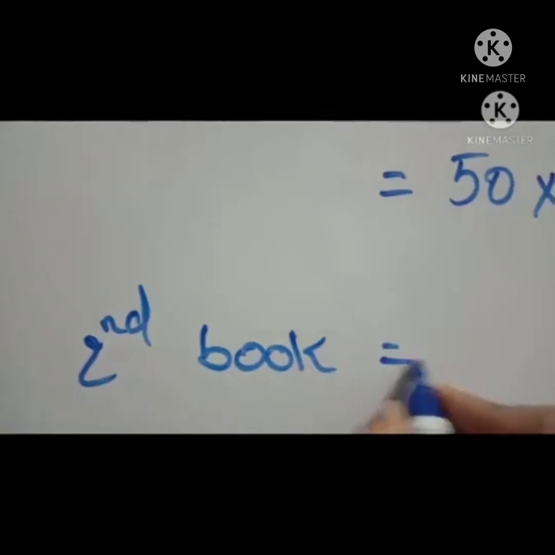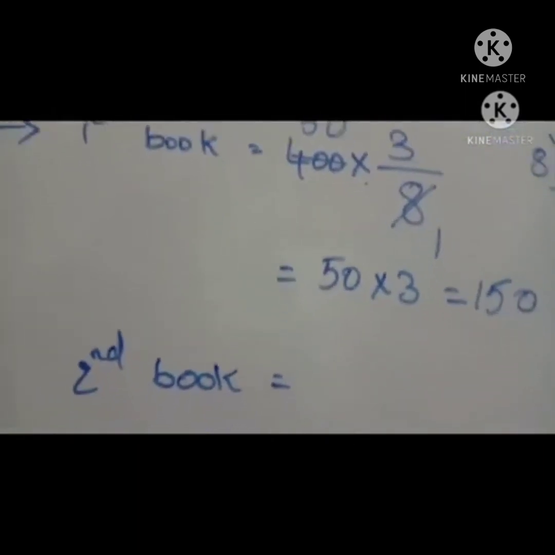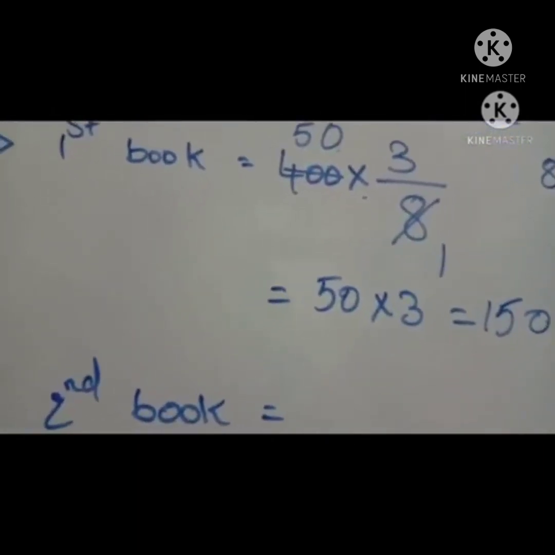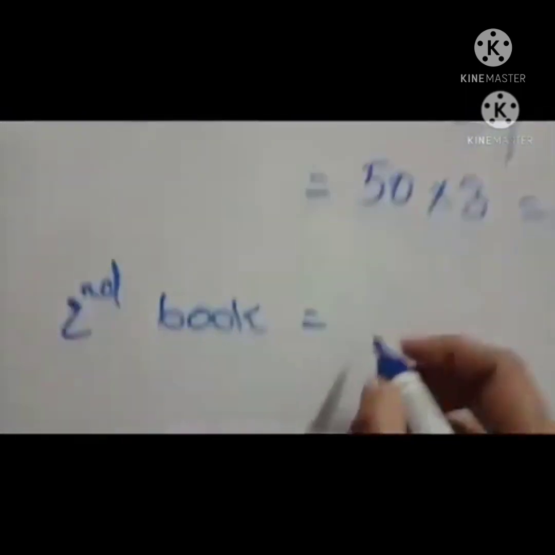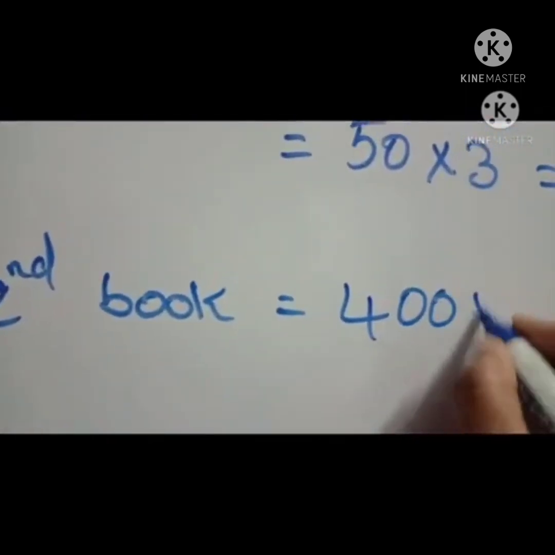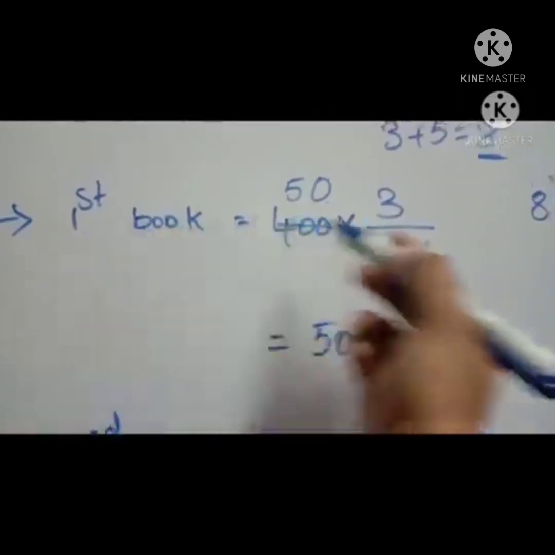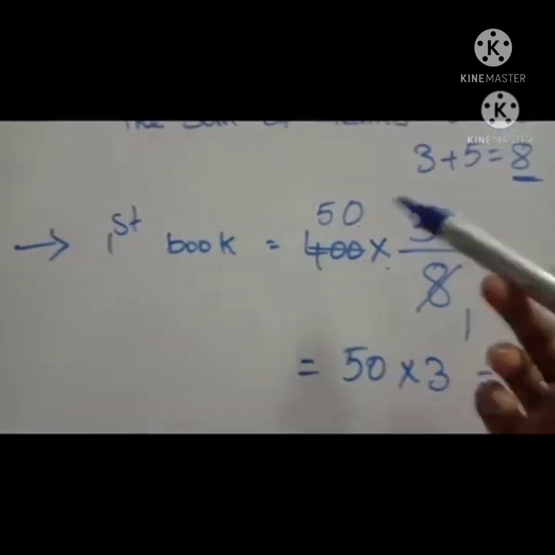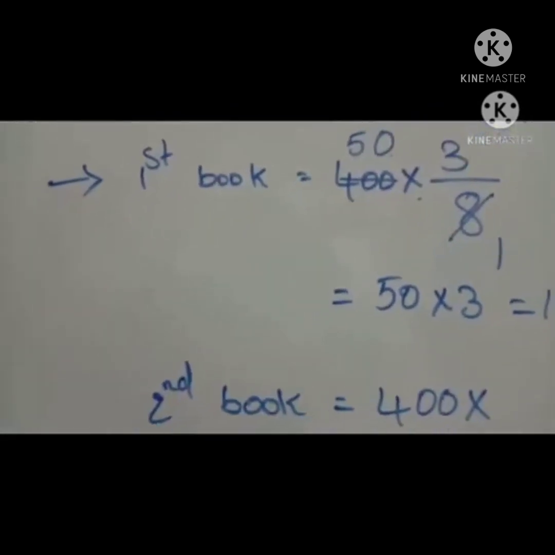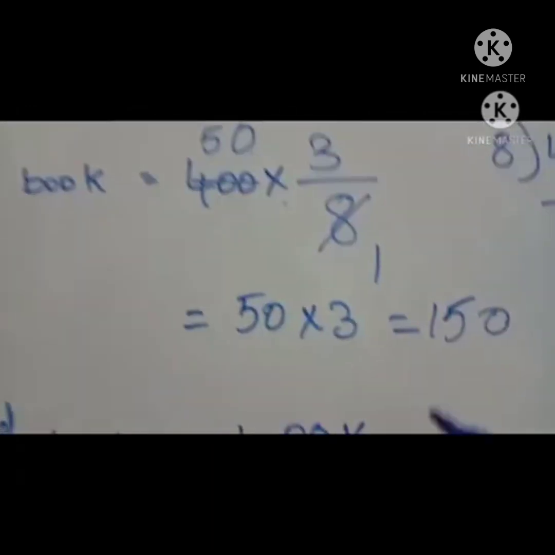Second book cost. See, the second book is found in the same way. We have to find it out the same way as we found the first book. 400 is there. Right here, 400 into, again here we wrote 3. Why? Because this is the first book. That's why here we wrote 3. This is the second book, so which number here do we have to write? Very good, 5 here we have to write.